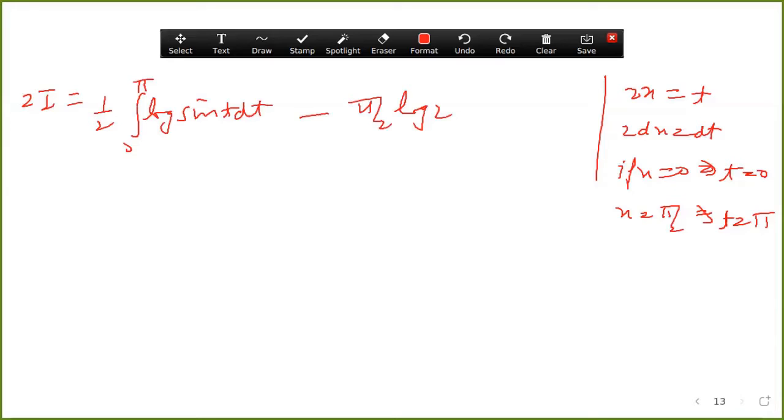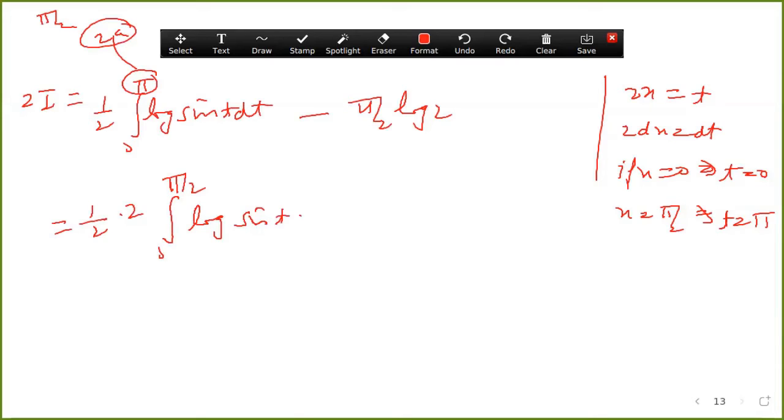Now here in this question apply the 0 to 2a property. 0 to 2a means 1 upon 2 times twice of 0 to a. If it is 2a, then a is pi by 2. 0 to pi by 2 log of sin t dt minus pi by 2 log 2.